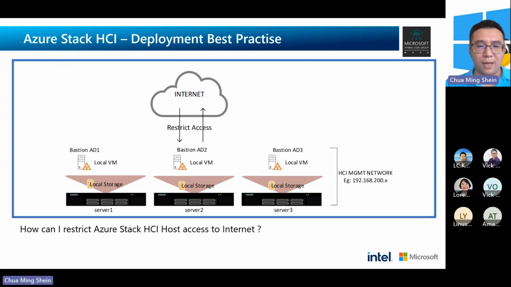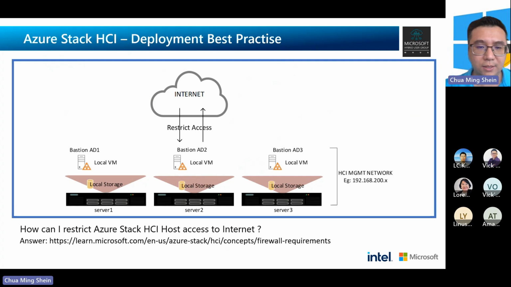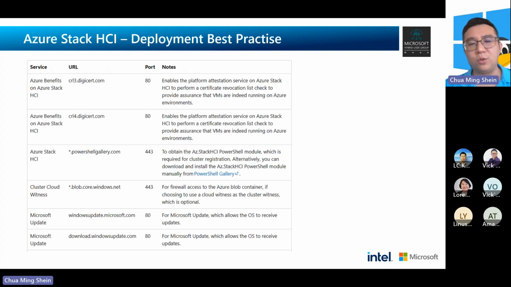And also, a lot of people will ask, because Azure Stack HCI, especially the host OS, needs to connect to the internet, we want to restrict the Azure Stack HCI host from having full access to the internet. So what ports can we restrict, and what are the required URLs for us to connect? Actually, you can get them from this link. Once you go into the link, you will see something like this. The ports required and the URLs are all listed very clearly, along with their purpose.